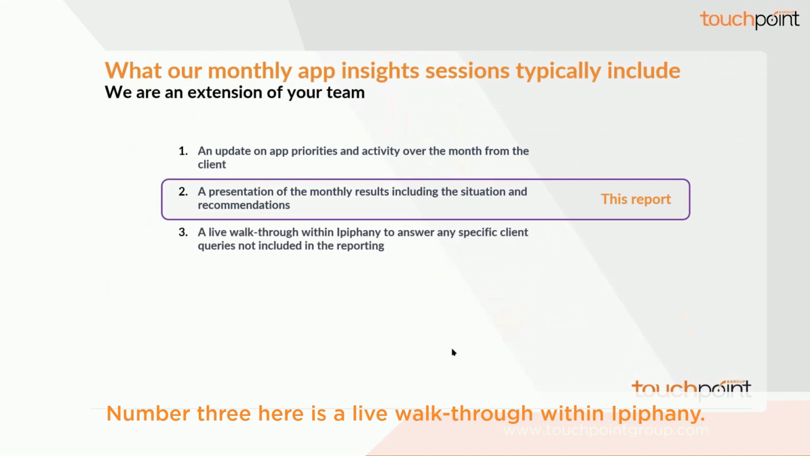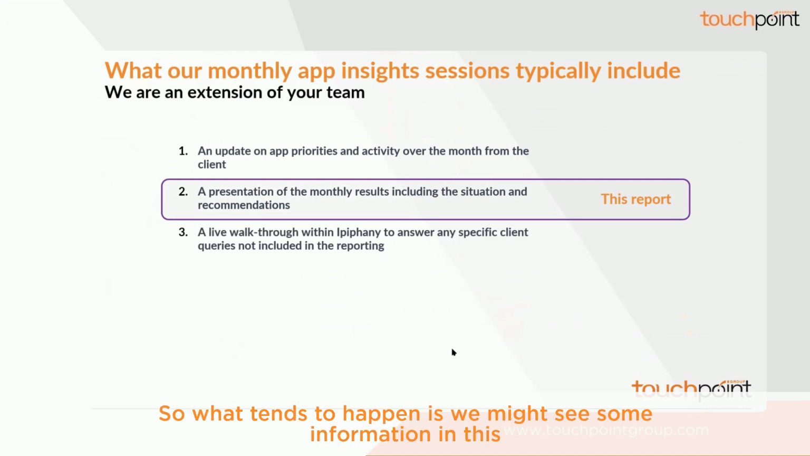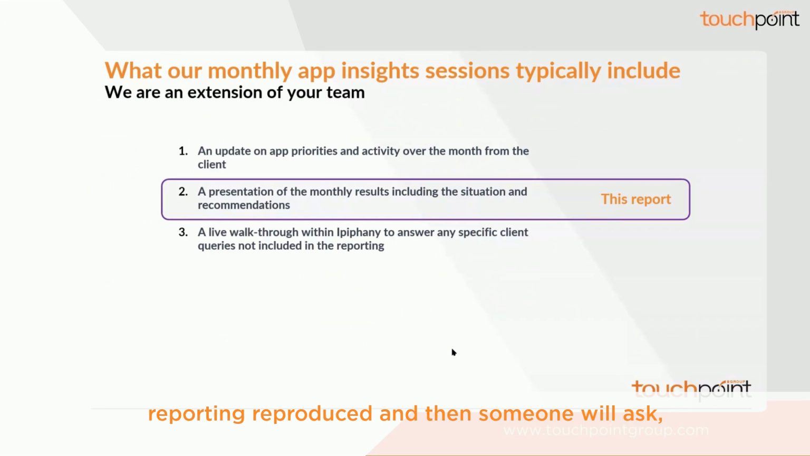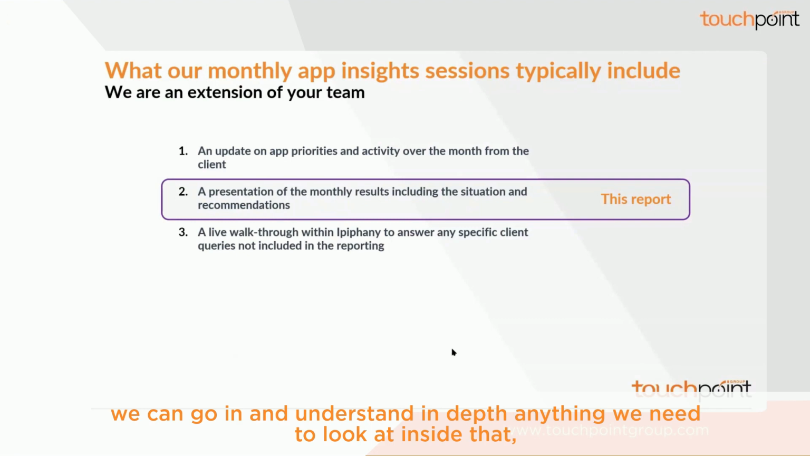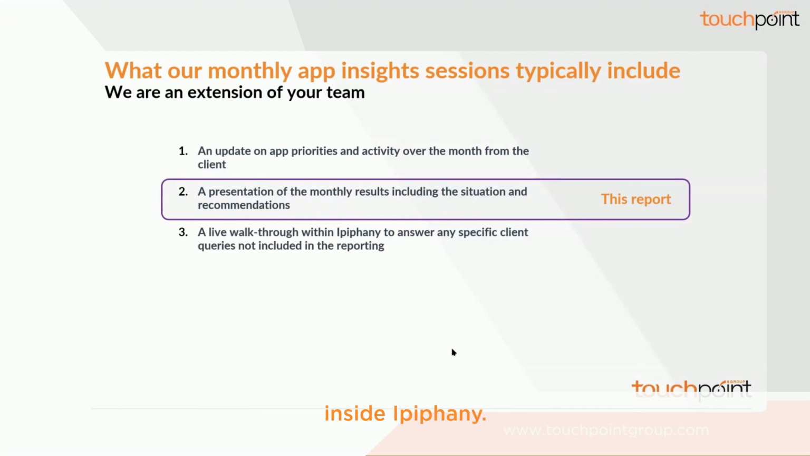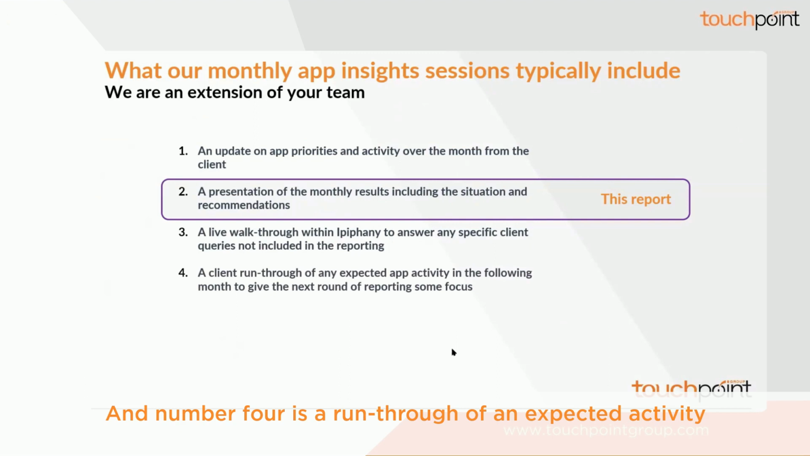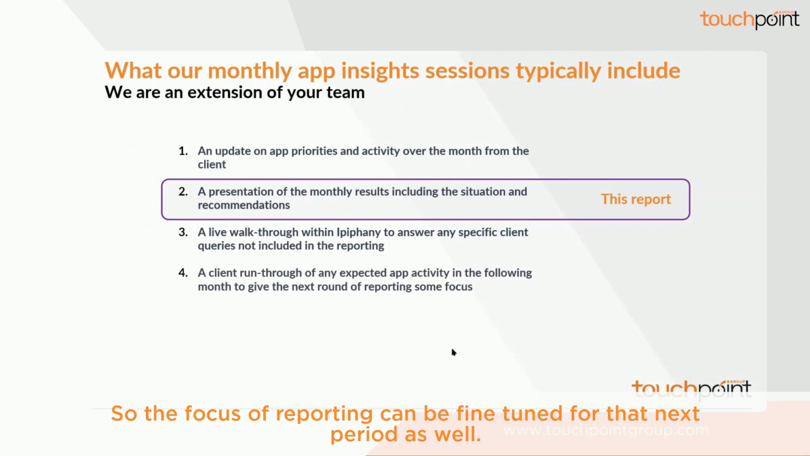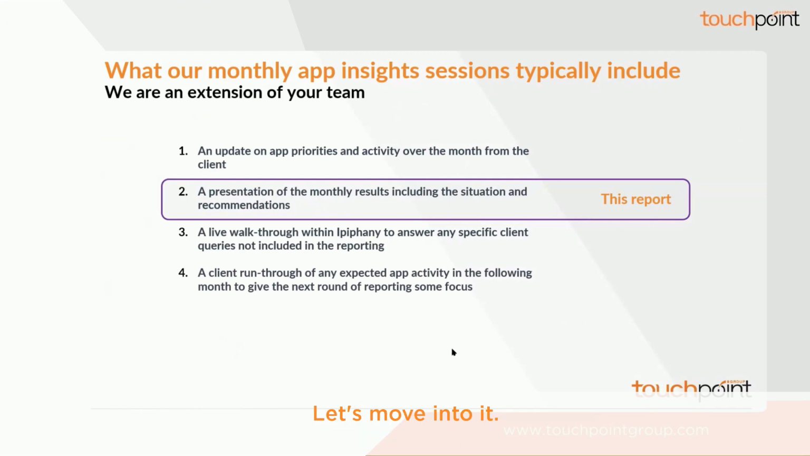Number 3 here is a live walkthrough within Epiphany. What tends to happen is we might see some information in this reporting we've produced, and then someone will ask, can we see that in more detail? So live in that session, we can go in and understand in depth anything we need to look at inside Epiphany. And number 4 is a run through of expected activity over the next month with some reporting. So the focus of reporting can be fine-tuned for that next period as well. So let's move into it.